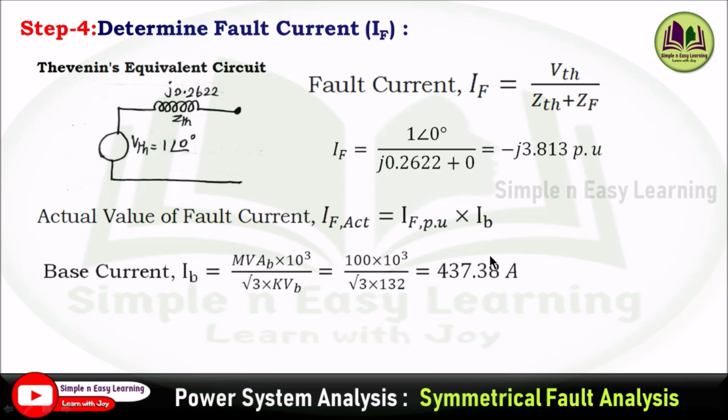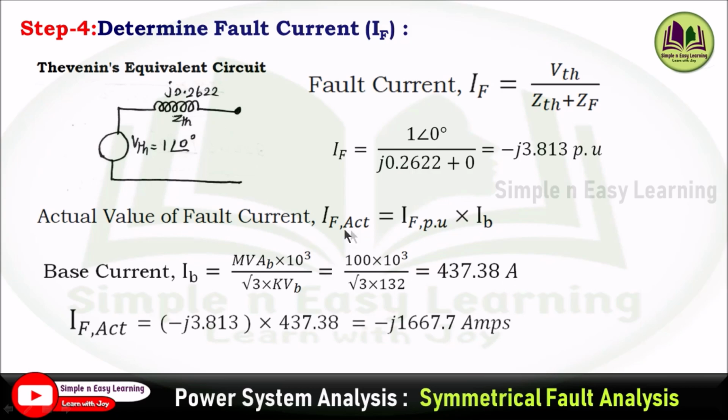So base current can be estimated using this formula: MVA base into 10 power 3 divided by root 3 into kV base, where MVA base is 100 and kV base is 132, that is the fault location. The fault is located at section 2, the section 2 base value is 132. So you will be getting 437.38 ampere.